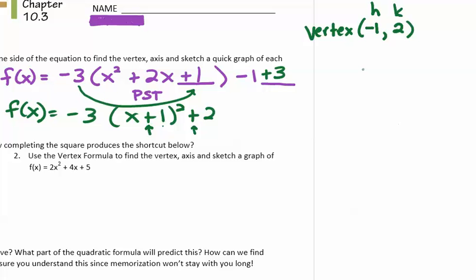Okay, now we're ready to graph this parabola. A quick sketch. We're not worried about making this perfect. There's our vertex, and we know that our a value is negative 3, so it's going to be narrow and upside down. And if you label your vertex, we can see the narrower version. If we want more points, we could label our y-intercept, which might be an easy one.